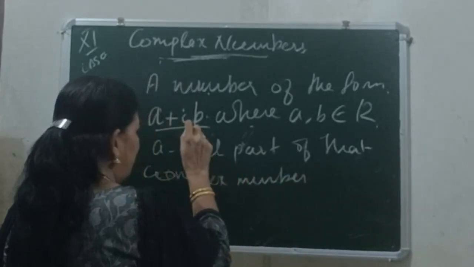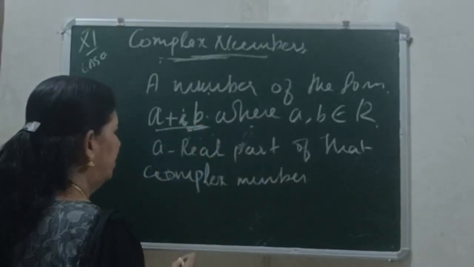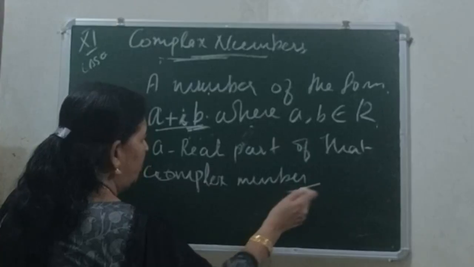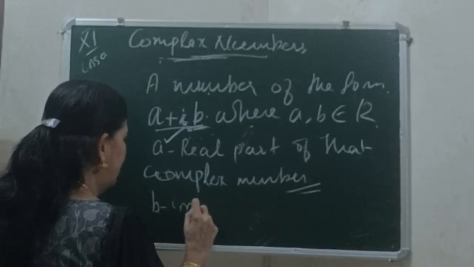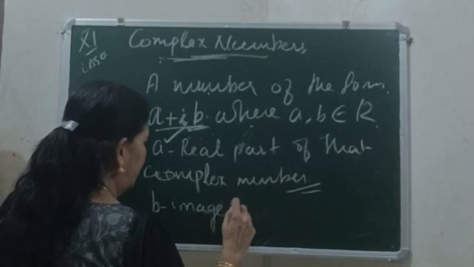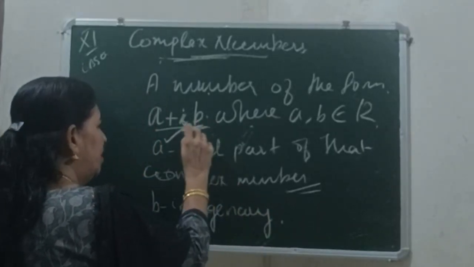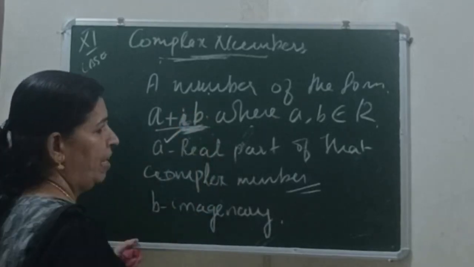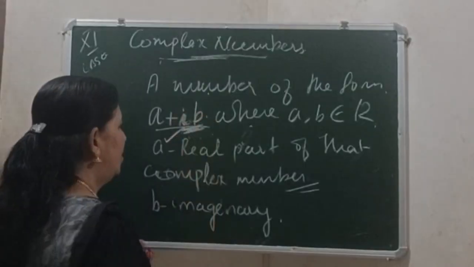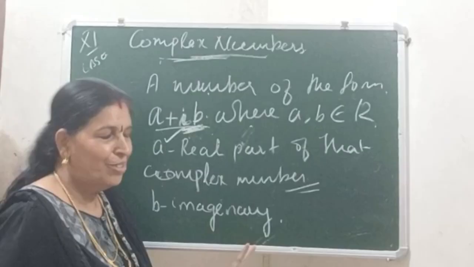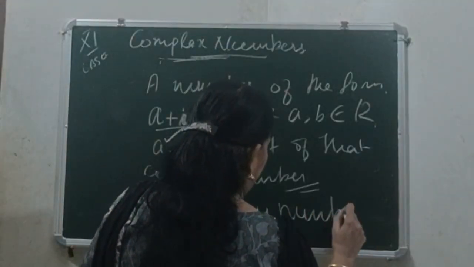The number with i, the imaginary number: the real part of the complex number is a, and b is the imaginary part of the complex number. The imaginary part is the number that comes with the imaginary number i. i means root of -1, that is i square equals -1. The value of i square is -1. Imaginary number.